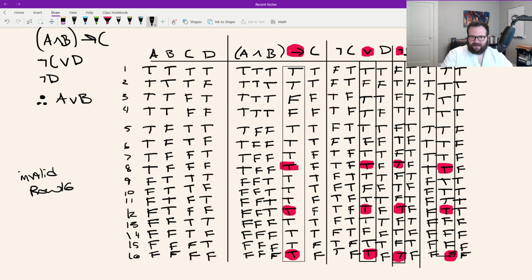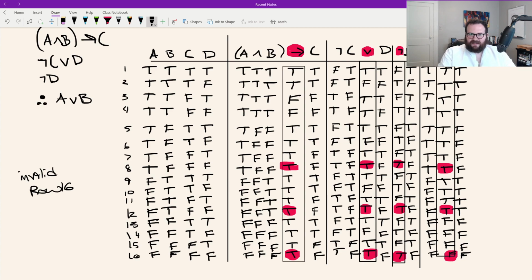Okay, let's look back at the argument itself. Try to figure out why, right? The first premise says, if A and B, then C. So if these two things are true at the same time, you should expect C to follow, okay?